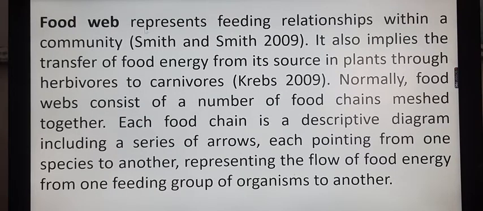So we can say that food web represents feeding relationships within a community. This was given by Smith and Smith 2009. It also implies the transfer of food energy from its source in plants through herbivores to carnivores, told by Krebs. Normally, food web consists of a number of food chains meshed together. This we have seen in the previous picture. So each food chain is a descriptive diagram including a series of arrows, each pointing from one species to another, representing the flow of energy from one feeding group of organisms to another.